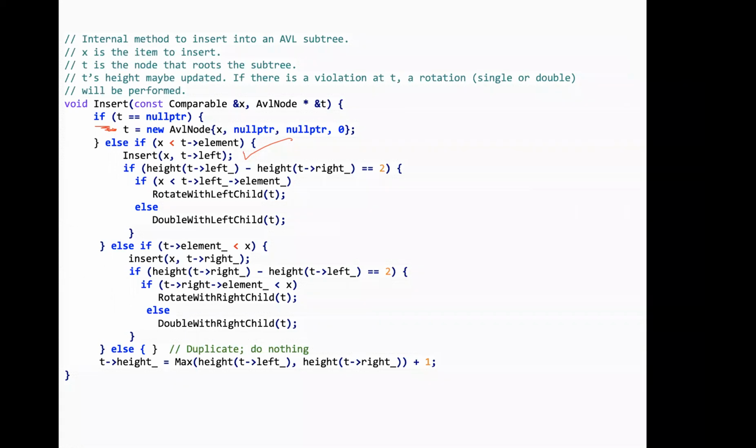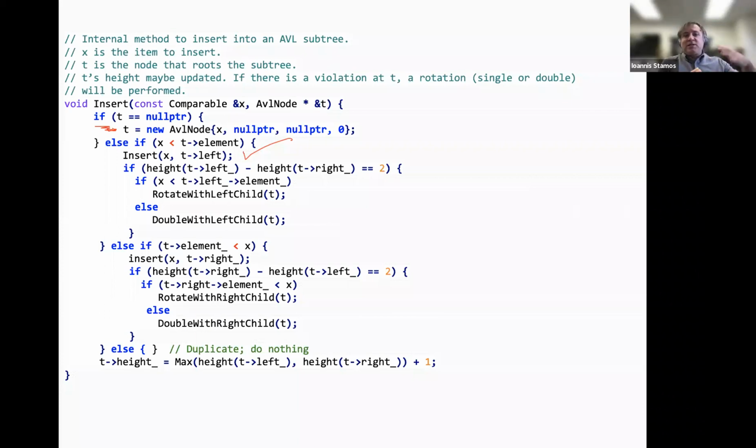Yes. Right. And now, why do you say equals 2 and not minus 2? Well, because you inserted to the left. So the thing that increased was the left. If there's a violation, it is that the left became bigger than the right by 2. That's why you say 2 and you don't check for minus 2 over there. Is this clear? So if you're here and this is true, then what happens?